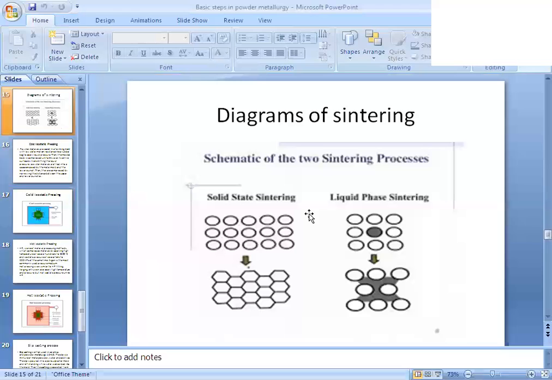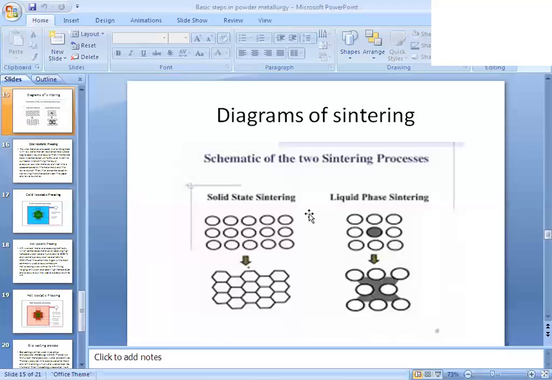Above the arrow mark you can see that all the particles have gaps, with no contact with each other. But below the arrow mark, after sintering, all the particles are attached one over the other, with no gap between one particle and another. It looks like a hexagonal shape, with particles attaching face to face. This is the way of sintering we call solid state sintering.